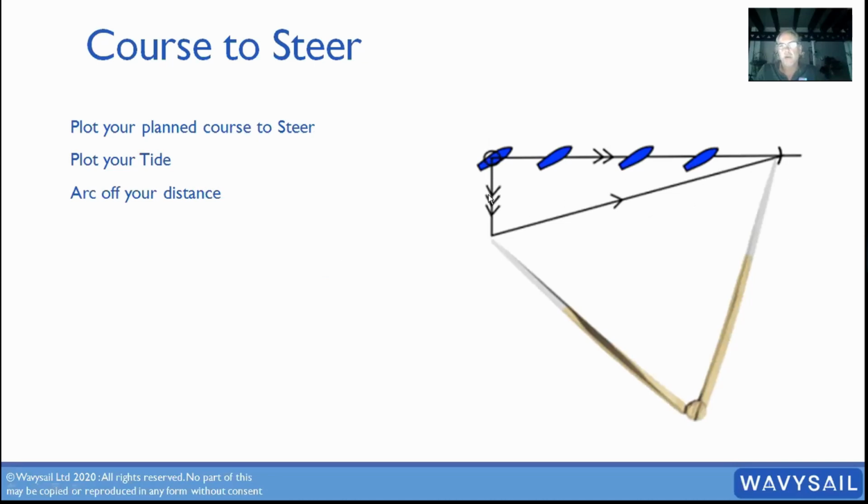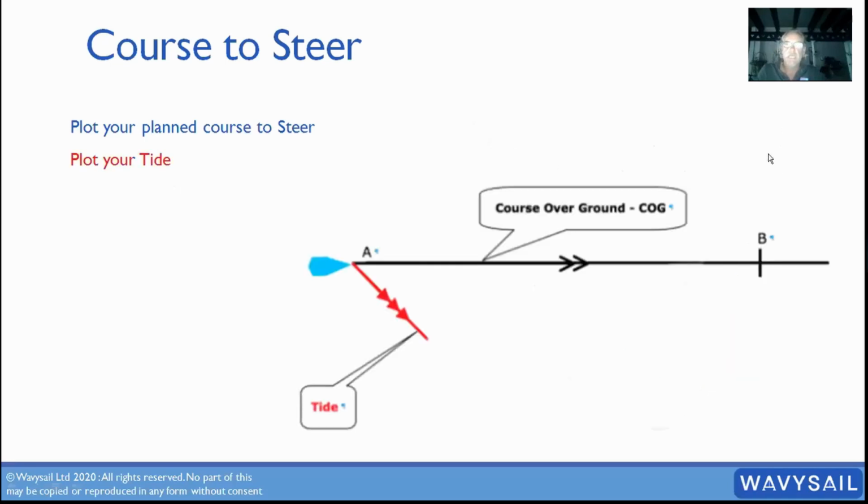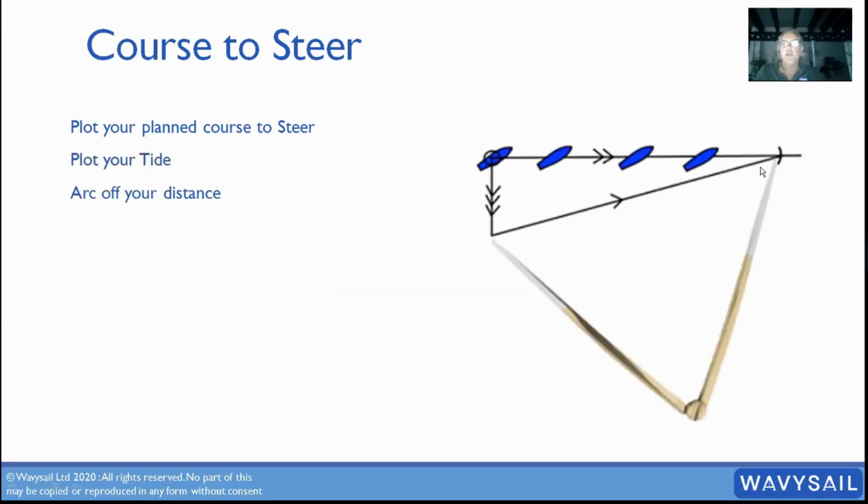We have 1 hour of tide, 1 hour of boat speed. If we did half an hour of tide, we'd do half an hour of boat speed. If we did 2 hours of tide, we'd do 2 hours of boat speed. But we have to arc it off. So if I go back here, I would take my 6 knots of boat speed, say, arc it off there. I wouldn't go straight to B. Or I'd arc it off here, beyond B. B is just not relevant when you're working out this arc off.